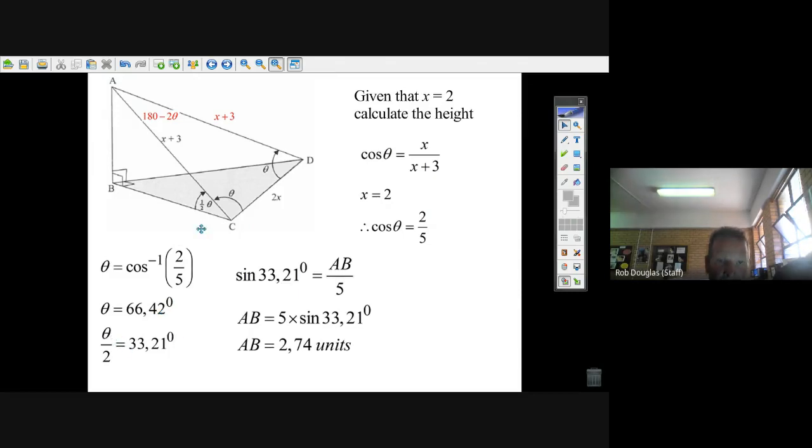Well, if you cut it in half, you'll get this right angle triangle here, which is 1/2 theta. So that's half of 66.42, which is 33.21 degrees. The angle right in there in this triangle ABC must be just 33.21 degrees. And then the sine must be AB, which is the height, over the hypotenuse, which is 5, x plus 3, 2 plus 3, that's 5. So all we do, 5 times the sine of 33.21 degrees, that's your answer, 2.74 units.